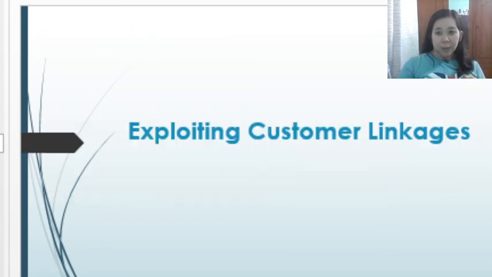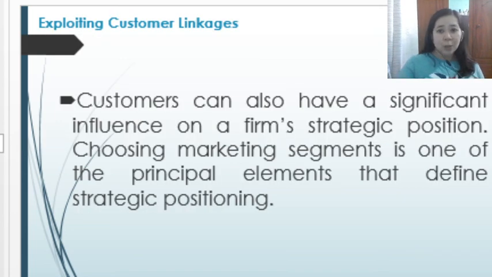So that is for the supplier linkages. What about for customer linkages? This is also part of the external linkage. Customers can also have a significant influence on the firm's strategic position, because they are the ones where we get our sales and profit. Choosing marketing segments is also considered to be one of the principal elements that define strategic positioning, as mentioned in our previous video lectures, especially in the introductory part.